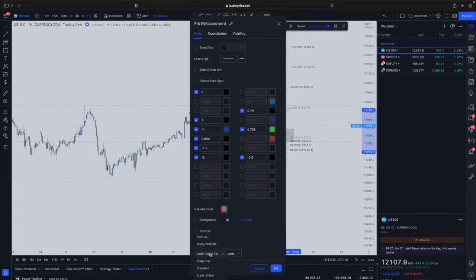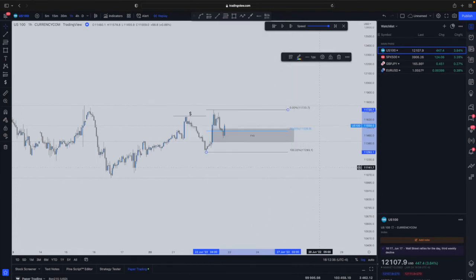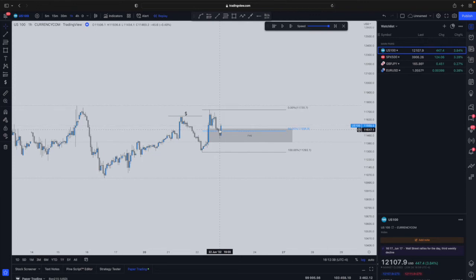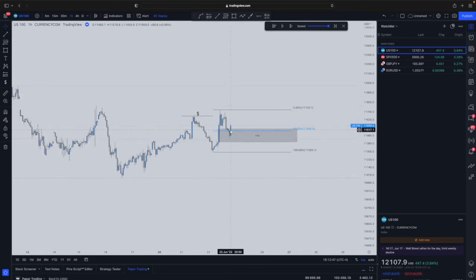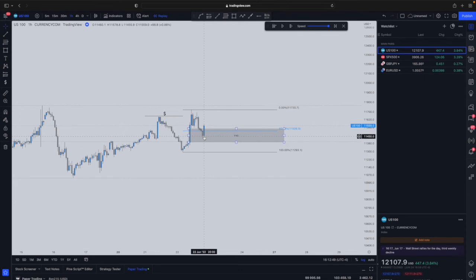Let's see what fib is it. Okay, this one. All right. So we can see price went below the 50%, went below the dealing range level, into the discount inside the fair value gap. And remember, it hit the optimal trade entry as well. So now we're in the buy for US 30.